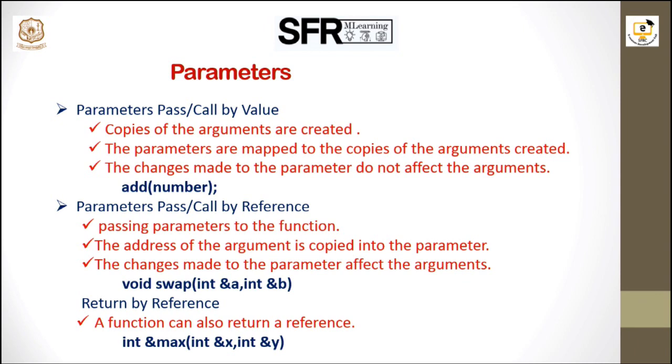This is passing parameters to the function, that is, not the number or value; the parameter is passed to the function. The address of the argument is copied into the parameter. The changes made in the parameter must affect the arguments. For example, void swap(int &a, int &b). This is the reference parameter example.